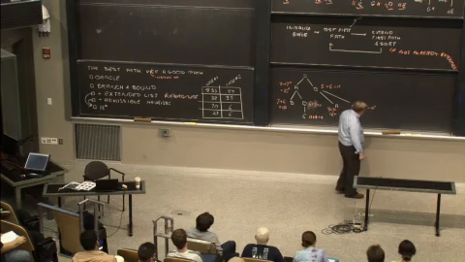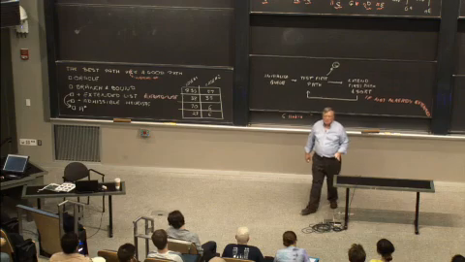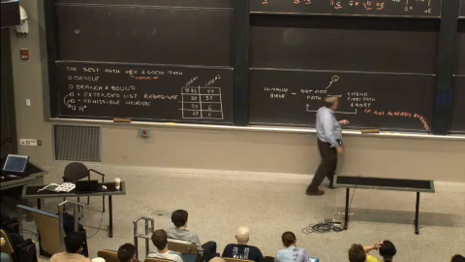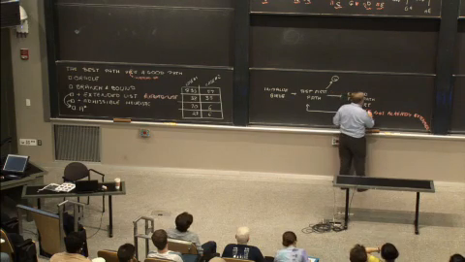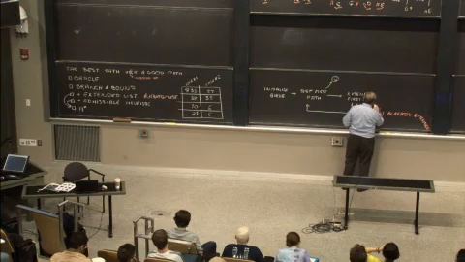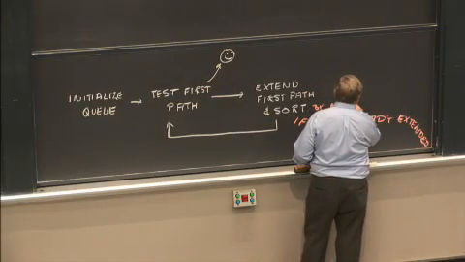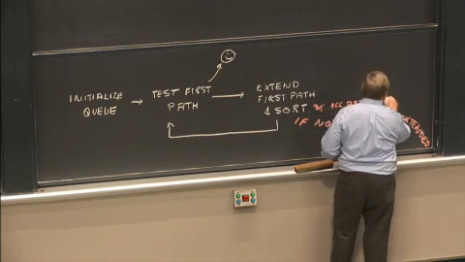By the way, you now have the whole works, right? So what you want to do is you want to extend the first path and sort, but not just by accumulated distance, sort by accumulated distance plus admissible heuristic.